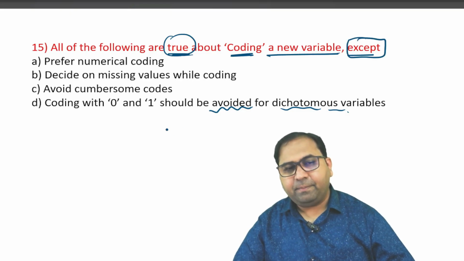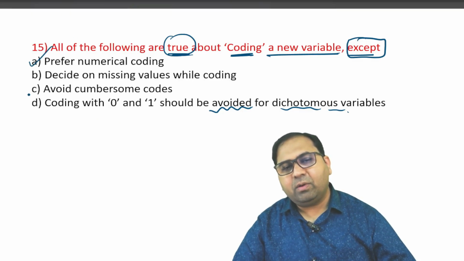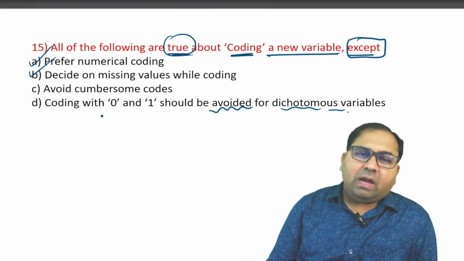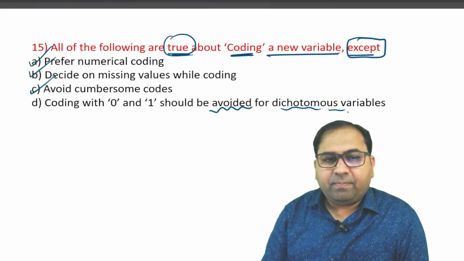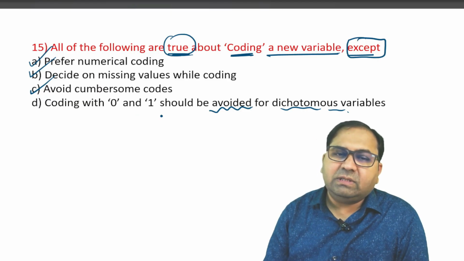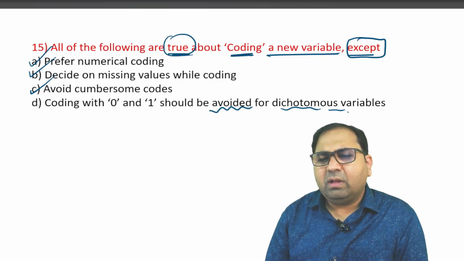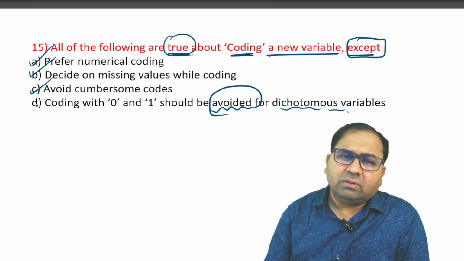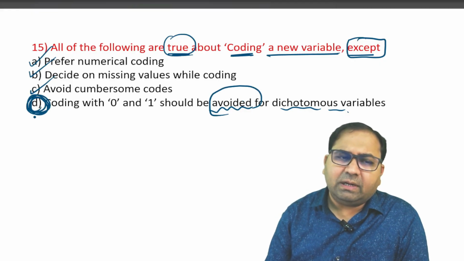Let us see the options again. A, prefer the numerical coding is a correct statement. B, decide on missing values while coding is also a correct statement. C, avoid cumbersome codes is also correct. And D, coding with 0 and 1 should be avoided for dichotomous variables. Why should you avoid it? You use these codings. So we got the answer for our question.